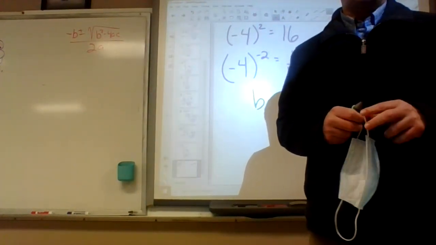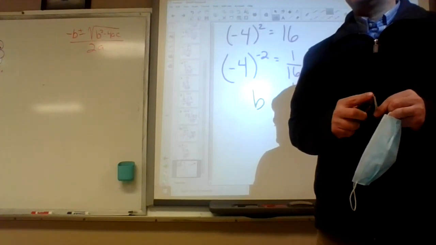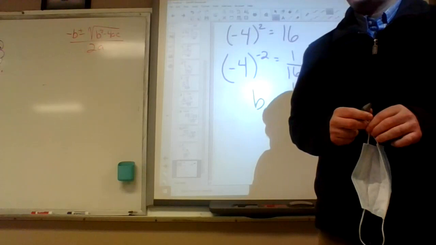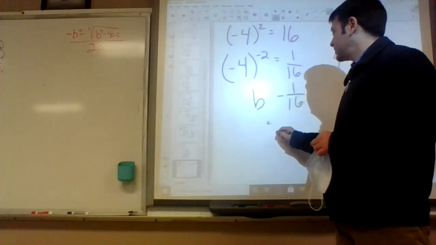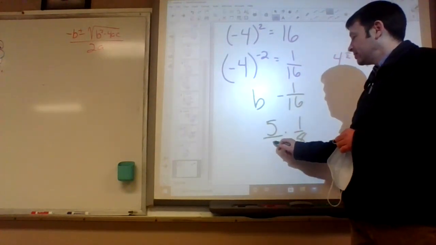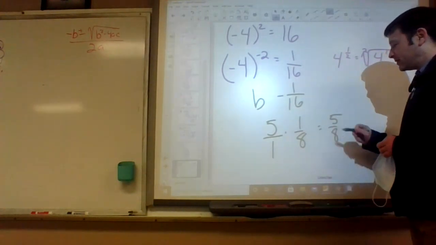Okay, 3A, 5 times 2 to the negative third. What is 2 to the third? 8. What is 2 to the negative third? 1/8. What's 5 times 1/8? 5 over 8. So that would be the A value.